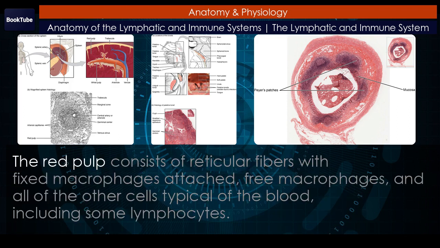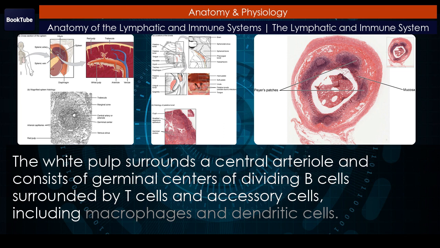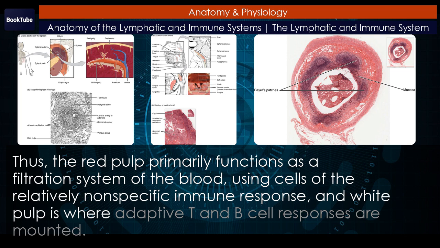The red pulp consists of reticular fibers with fixed macrophages attached, free macrophages, and all of the other cells typical of the blood, including some lymphocytes. The white pulp surrounds a central arteriole and consists of germinal centers of dividing B cells, surrounded by T cells and accessory cells, including macrophages and dendritic cells. Thus, the red pulp primarily functions as a filtration system of the blood, using cells of the relatively nonspecific immune response, and white pulp is where adaptive T and B cell responses are mounted.